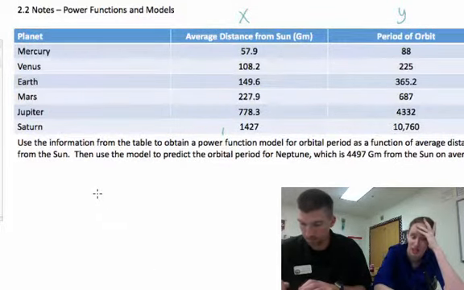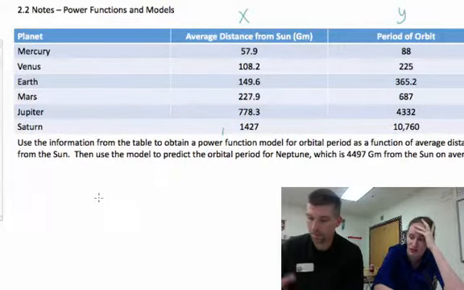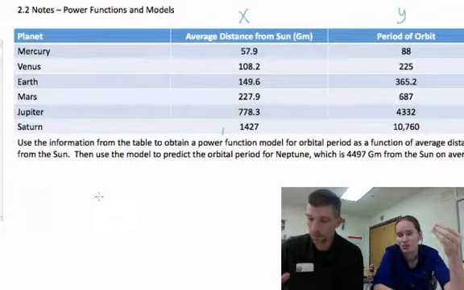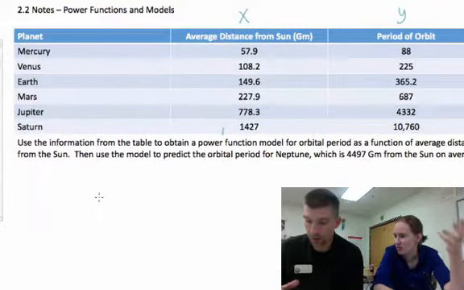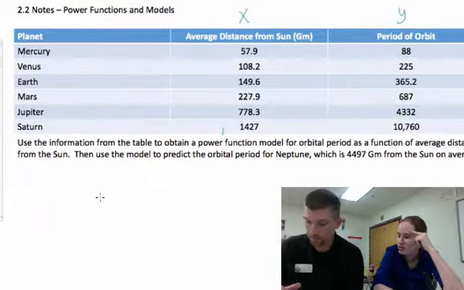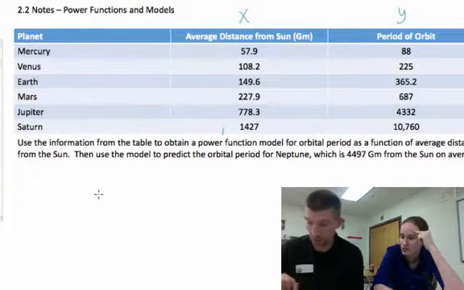Once you have it typed in, for the 84 you go to stat, calculate, and then we want a power regression. There's actually one called a power regression. Make sure that your X list is the X list. You can call them X and Y on the Inspire. For the 84, you shouldn't have an issue at all.